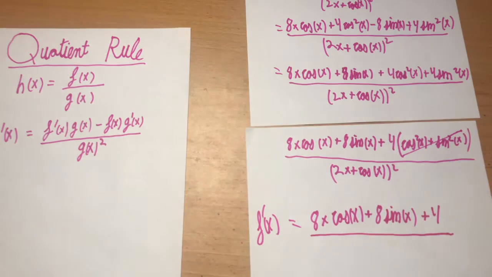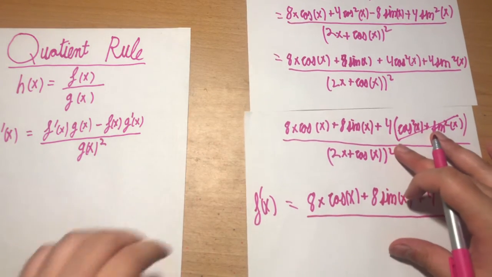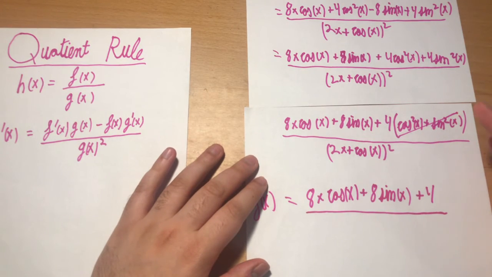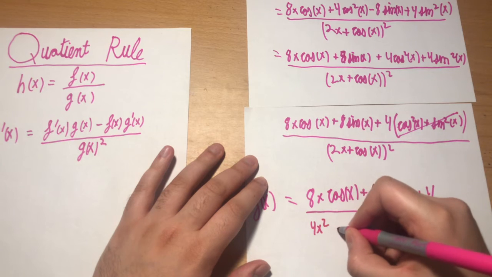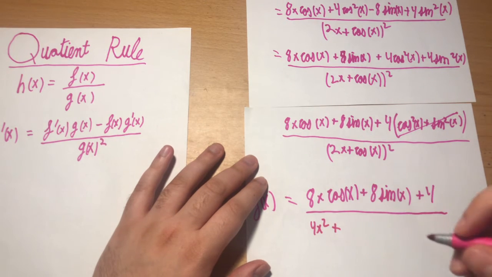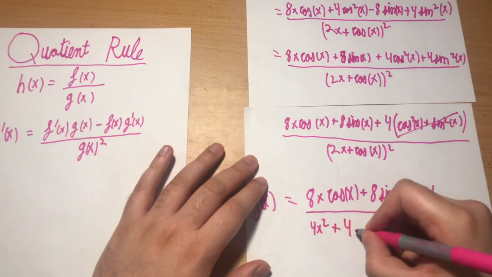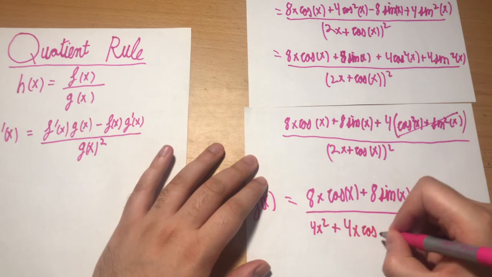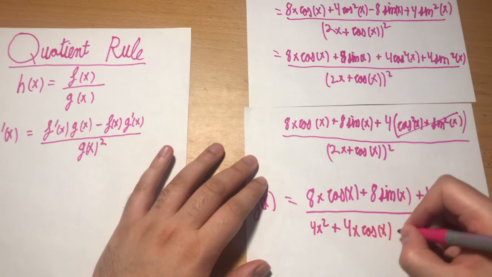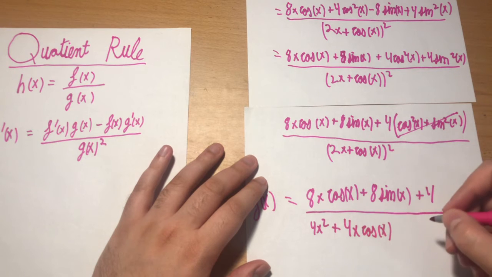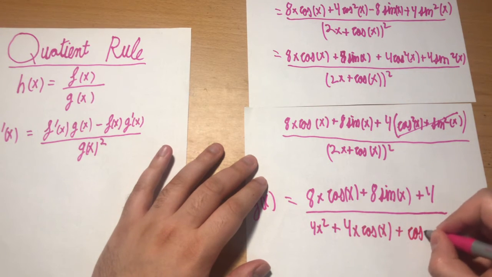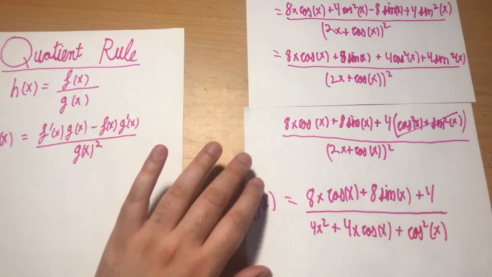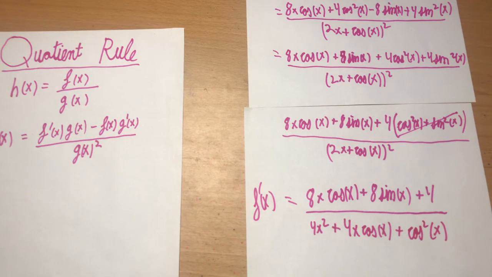And then I'm left with a final denominator by fully multiplying this last part out, right? Using a plus b squared should be a squared for x squared plus 2ab for x cosine of x plus b squared, which is cosine squared x. And that's your final answer.